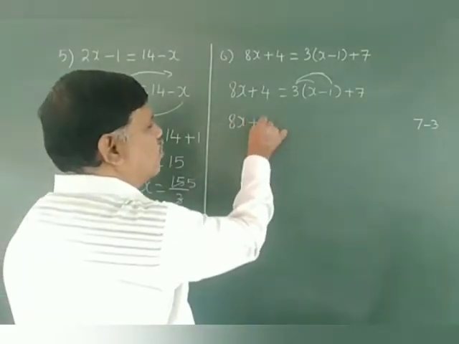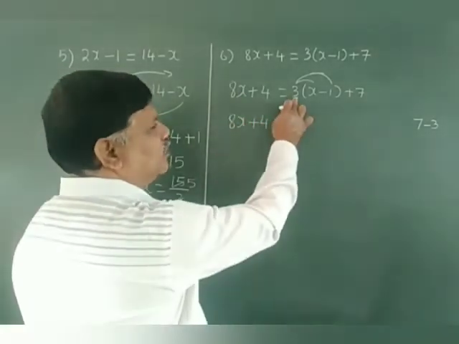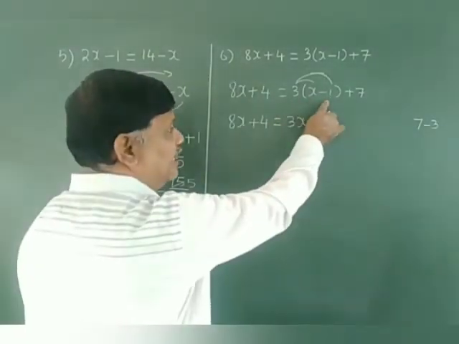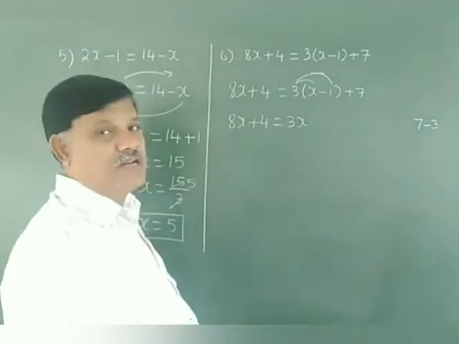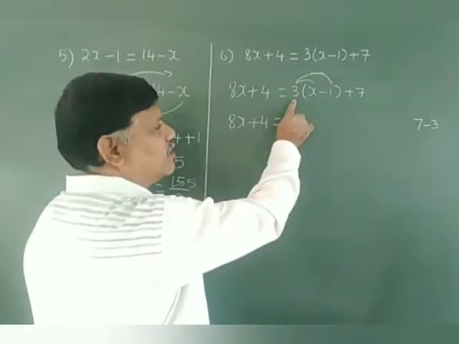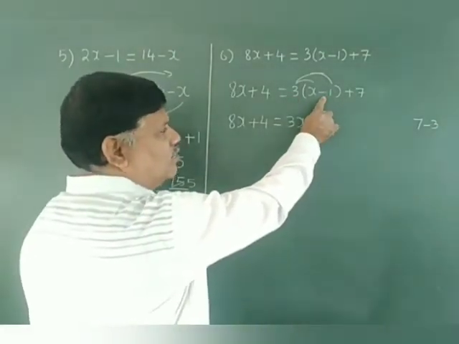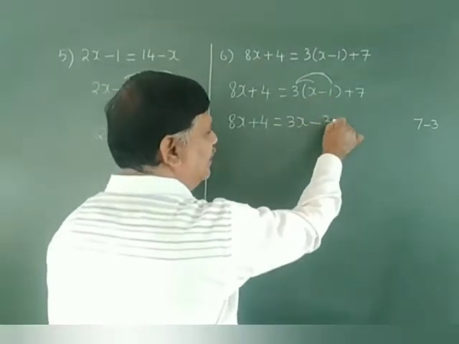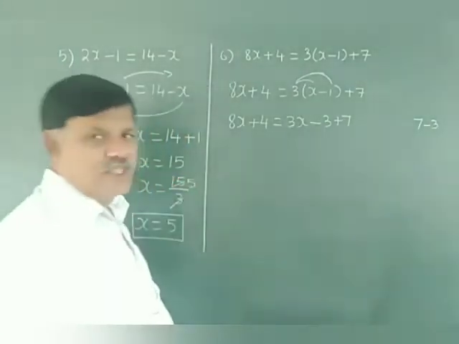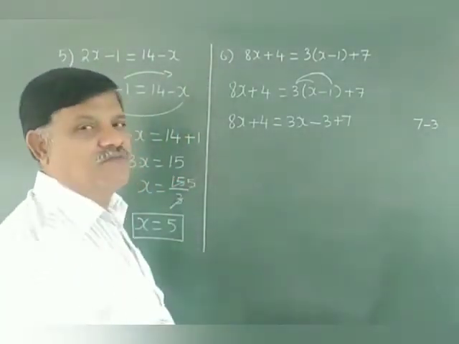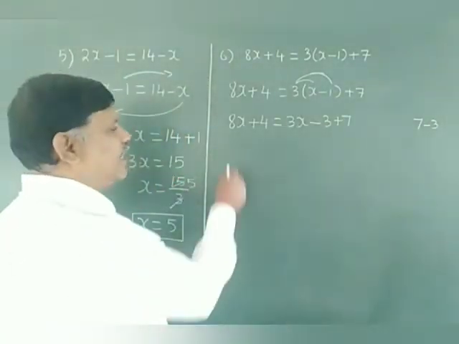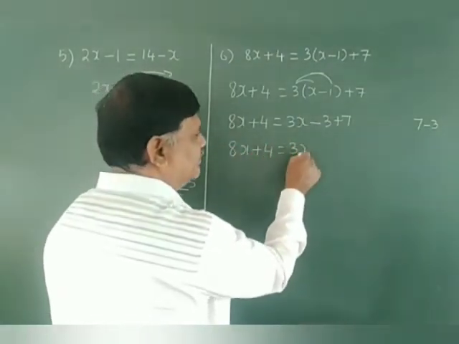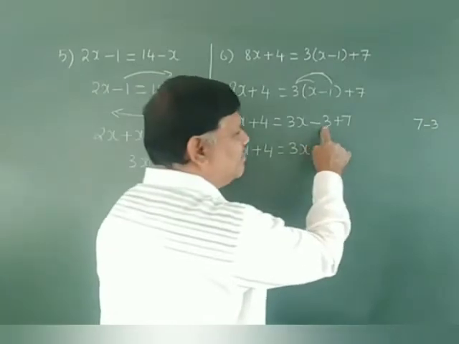8x plus 4 equals 3 into x gives you 3x. Now 3 into minus 1, how do you multiply? First we multiply the sign. 3 is positive, here I have negative. So plus into minus is minus, and then 3 ones are 3, plus 7. Before we transpose the term, we simplify RHS. Okay. Now what do you have? 8x plus 4 equals 3x minus 3 plus 7.